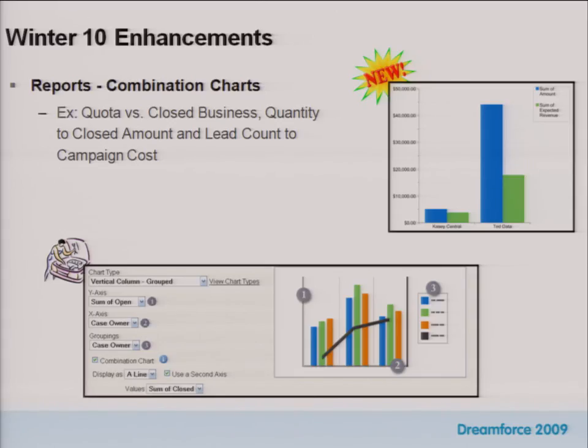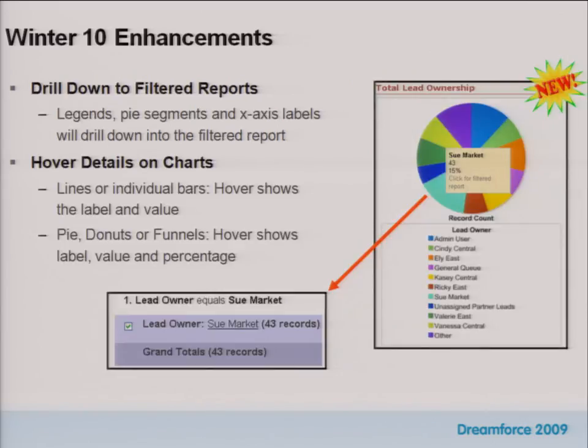Some good use cases in this scenario are quota versus closed business, total amount of opportunities versus expected revenue, number of cases closed versus opened per rep. So having that side-by-side can really help in readability and analyzing data from time to time. So that's combination charts. Moving on to drill downs and hover details.